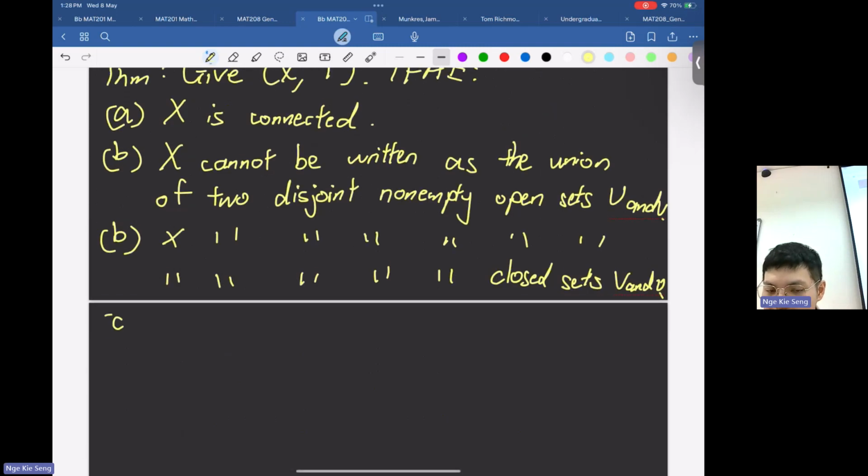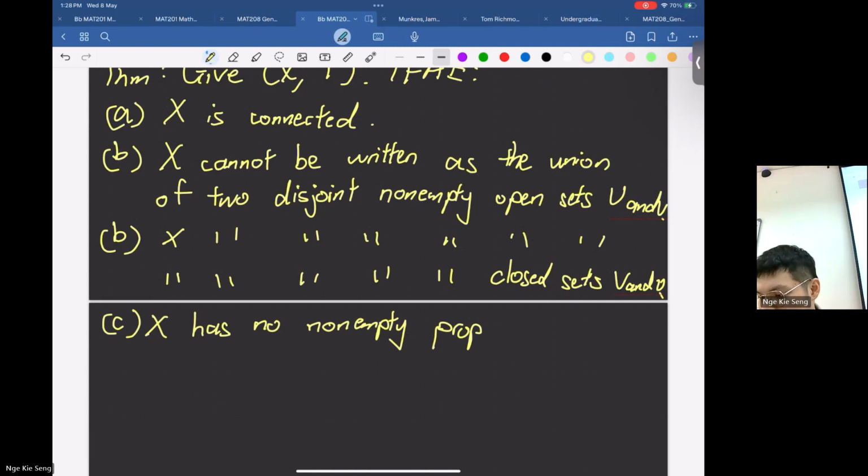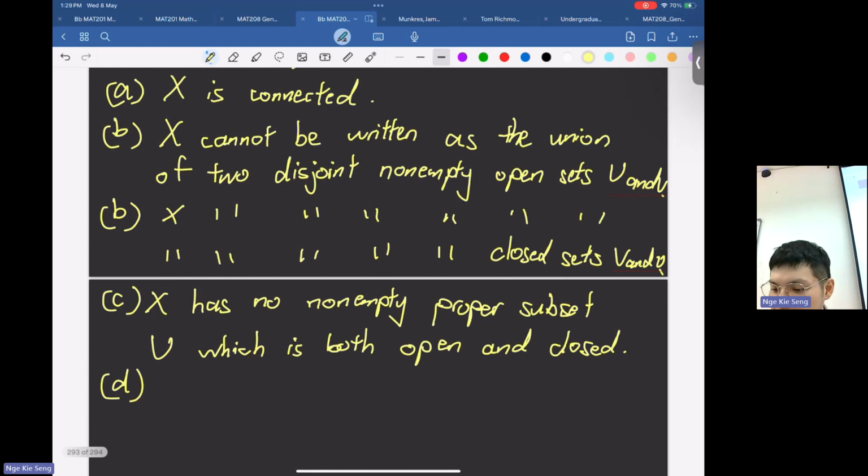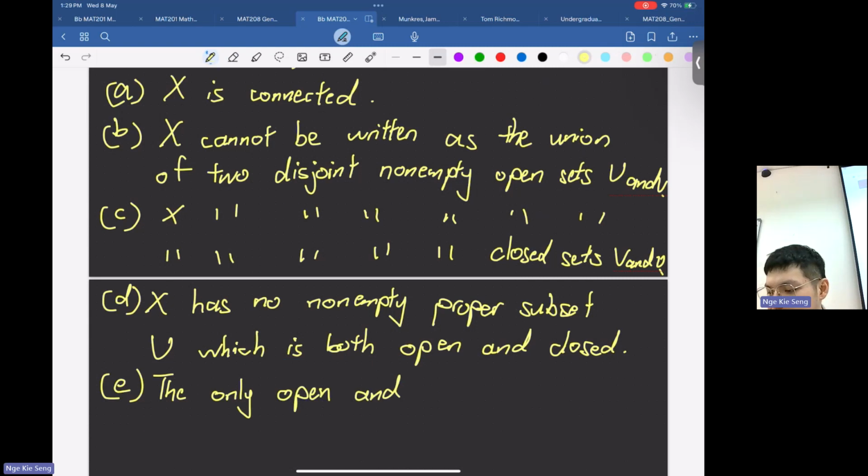And then the next one is what? C: X has no non-empty proper subset U which is both open and closed. Actually, this is not quite immediate. Almost immediate, but not quite. But I think one place to see it easily is E: the only closed and open subsets of X are X and the empty set.